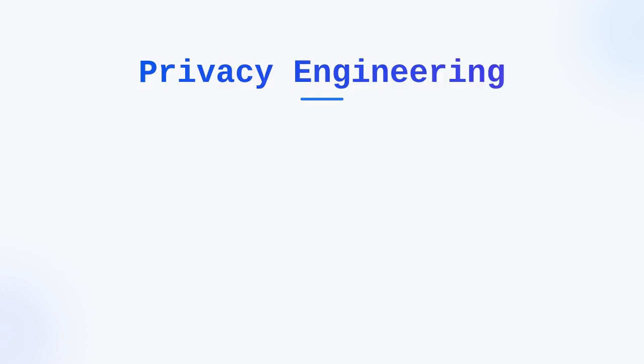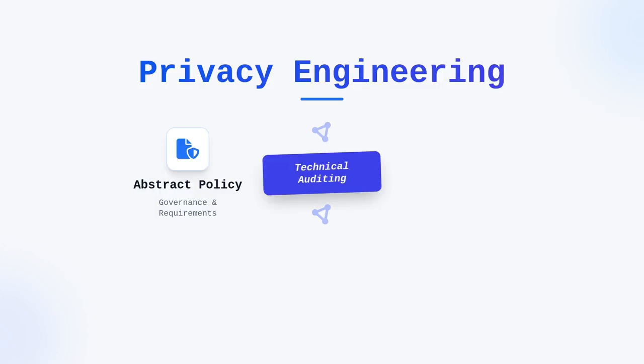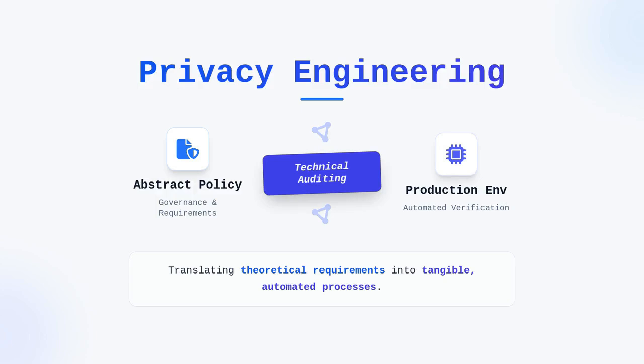Welcome back to this exploration of privacy engineering. Today, we turn our attention to the technical auditing chapter, where we will translate abstract policy requirements into tangible, automated verification processes within your production environments.